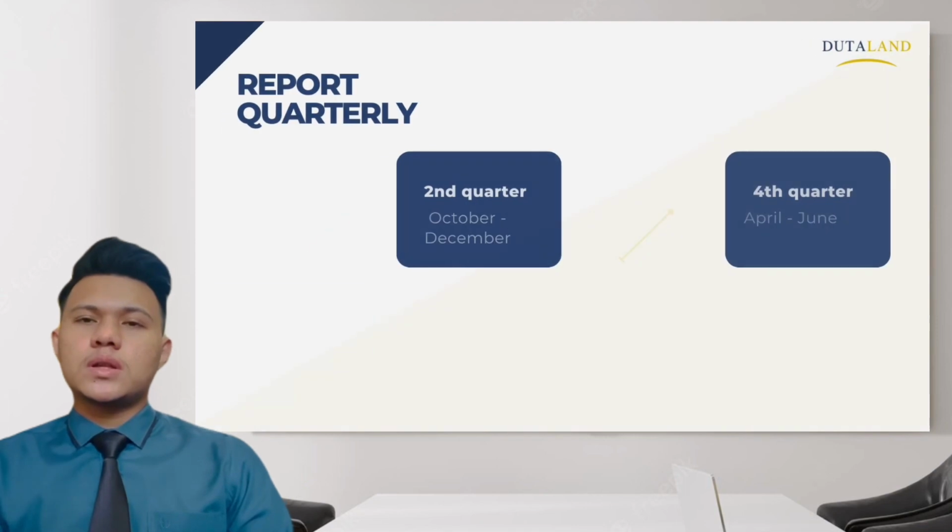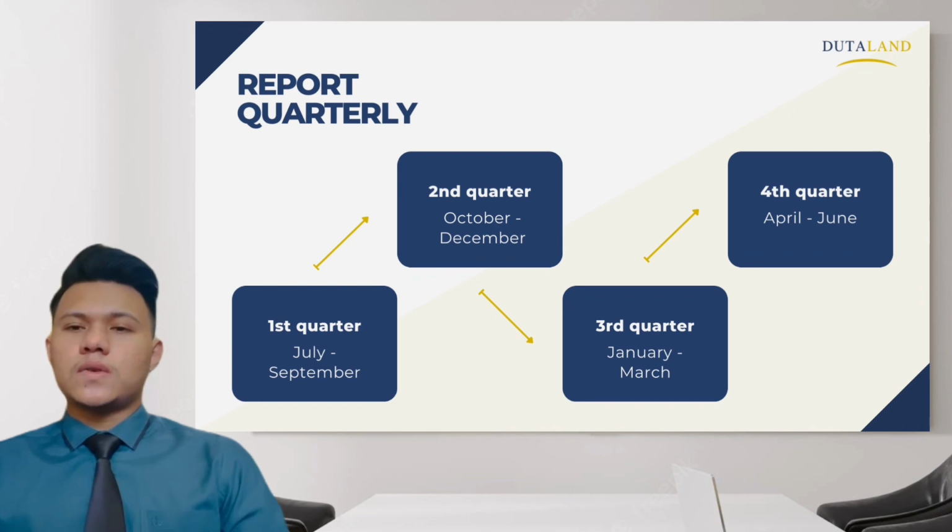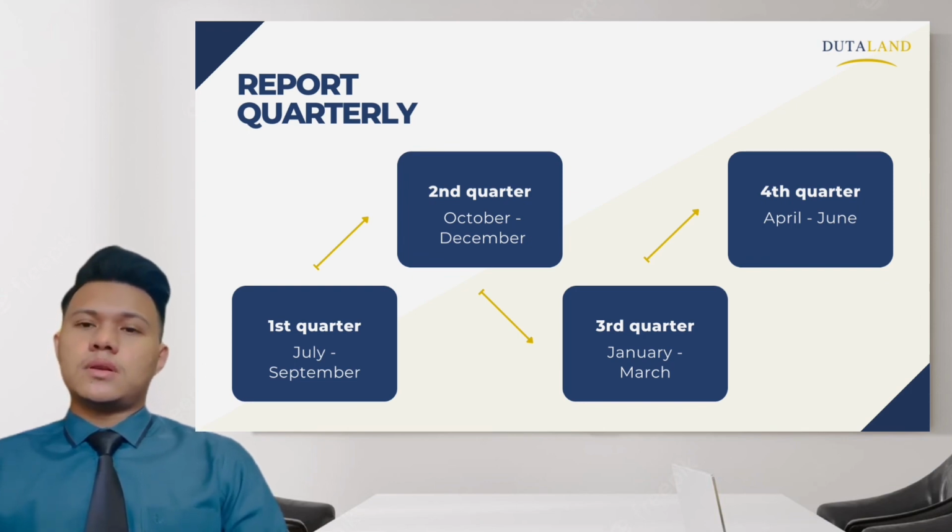For the quarterly report of DutaLand Berhad, there are 4 quarters. For the first quarter, it begins from July until September. For the second quarter, it begins from October until December. For the third quarter, the date begins from January until March. And for the last quarter, which is the fourth quarter, the date begins from April until June.